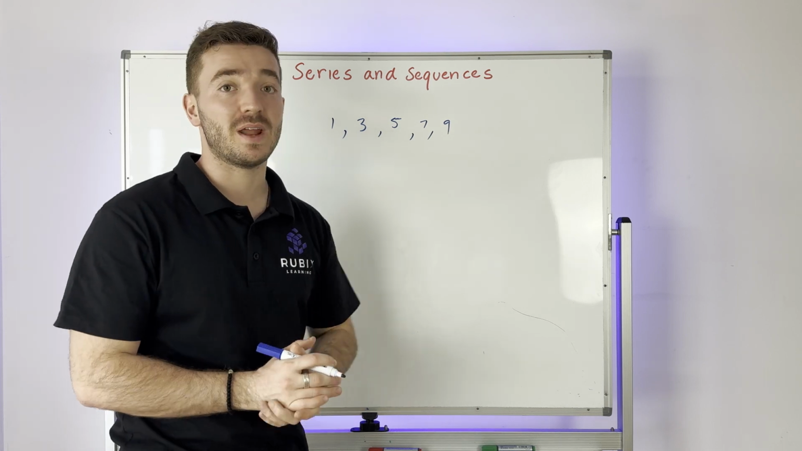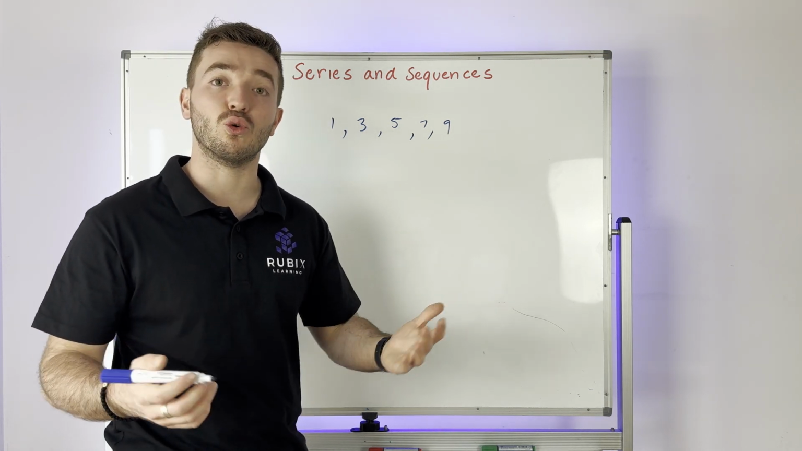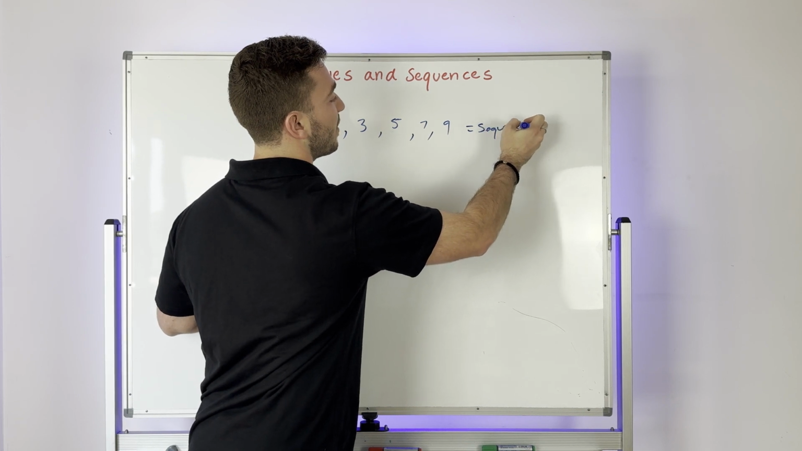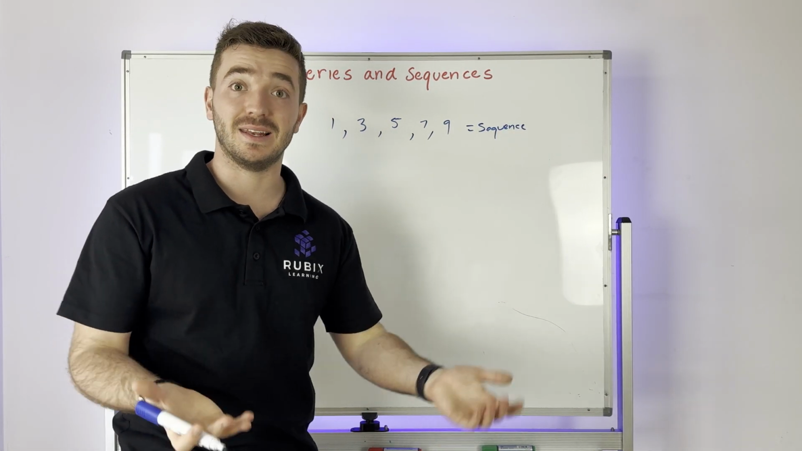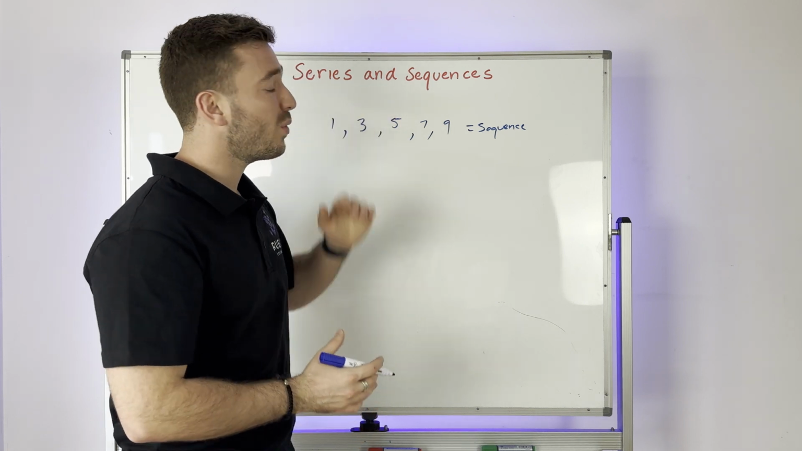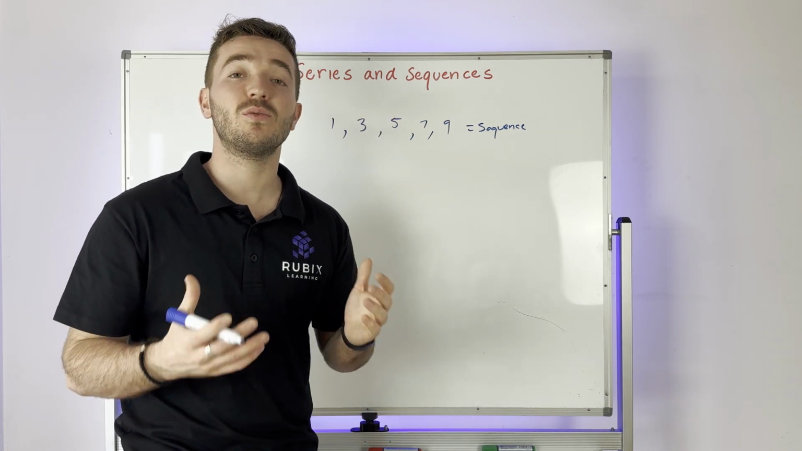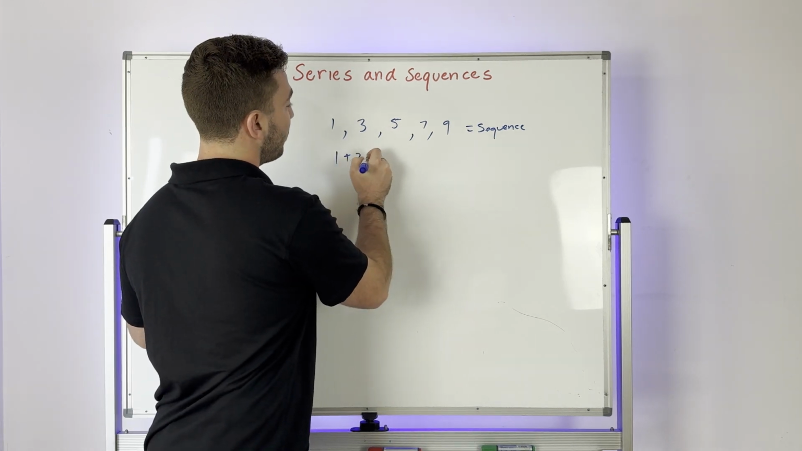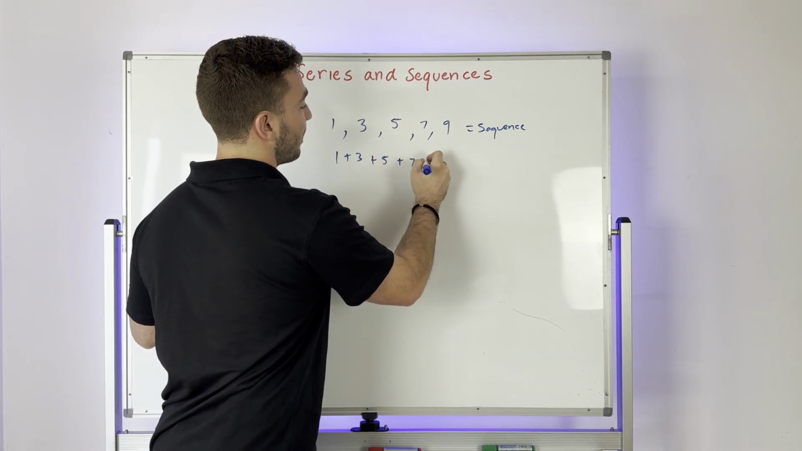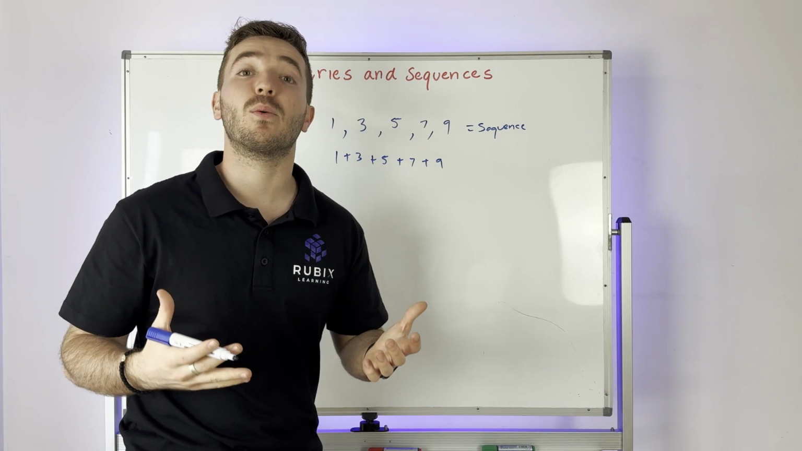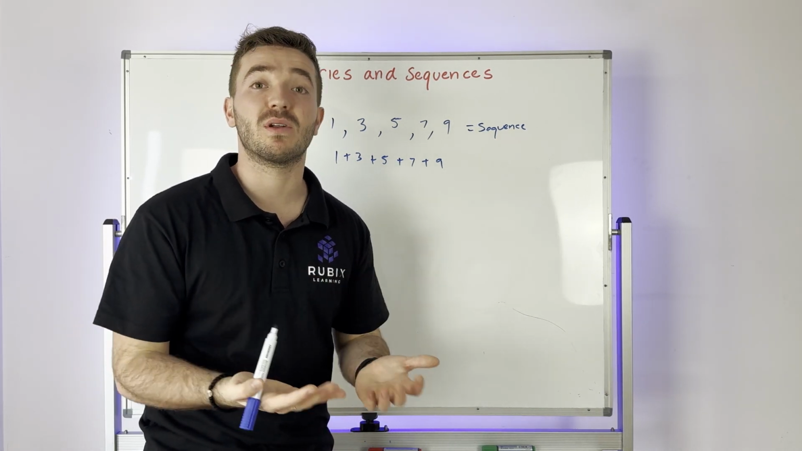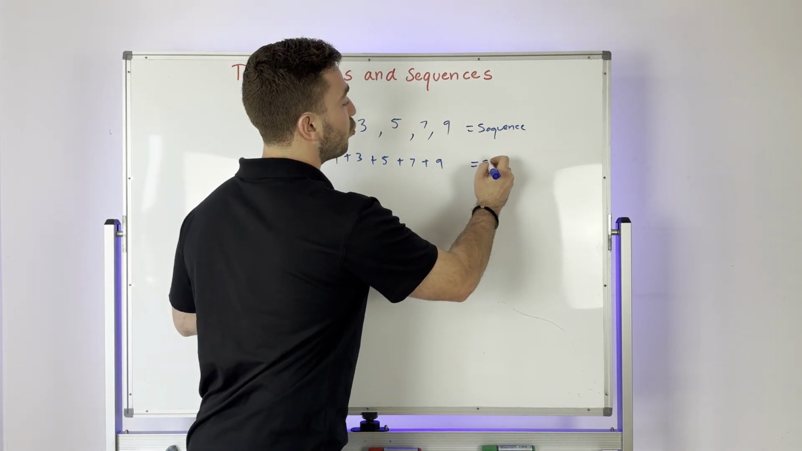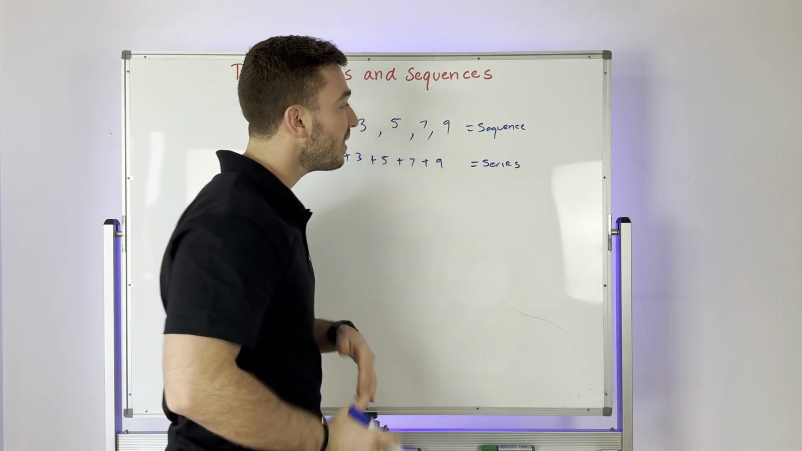This collection of numbers in a list is referred to as a sequence. So this is a sequence. It is just a collection of numbers in a list. Now, the difference between that and a series is that a series refers to the summation of those numbers. So if I was to sum them, 1 plus 3 plus 5 plus 7 plus 9, let's say I was trying to calculate how many kilometers I run over my first 5 days of training, that would be referred to as a series. So that's the difference.